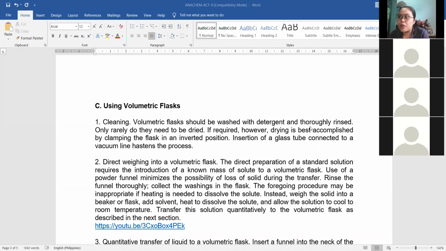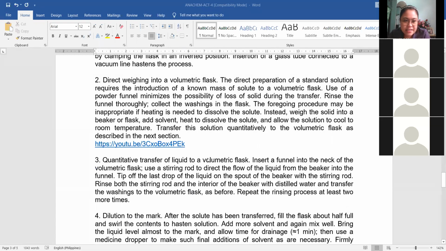So, meron tayong vacuum na ginagamit para i-vacuum lahat ng water inside. So, that's how we dry the volumetric flask. Now, paano gamitin si volumetric flask class?